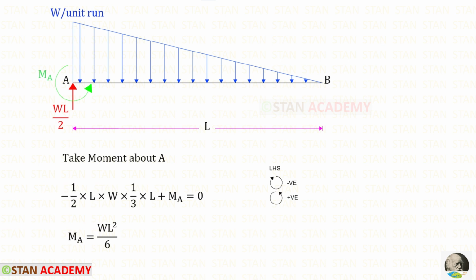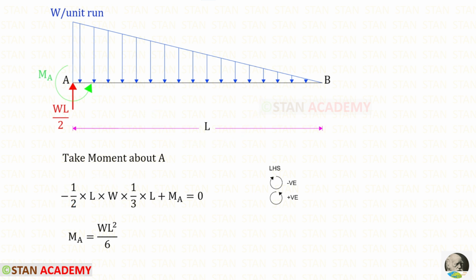Now we are going to find the moment MA. It will be acting in the anticlockwise direction. To find that, we are going to take moment about A from the point B. In this case, we have to follow the left-hand side rule. Clockwise will be negative and anticlockwise will be positive. The UVL is acting in the clockwise direction, so it will be negative. For the UVL, we have to multiply the area with the centroid distance. The area we have just seen how to find.